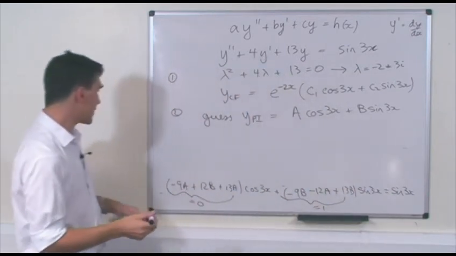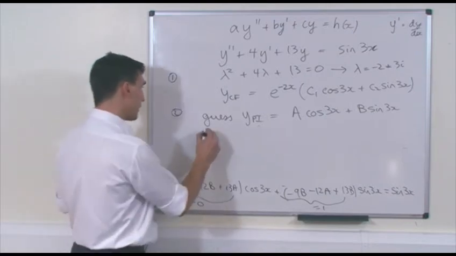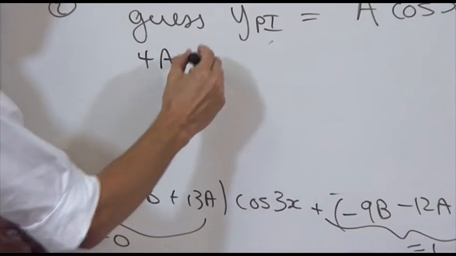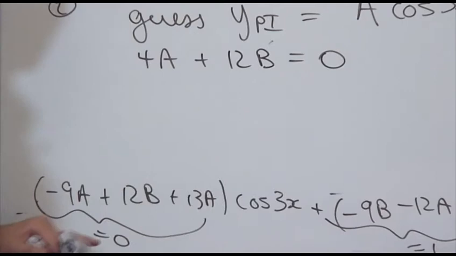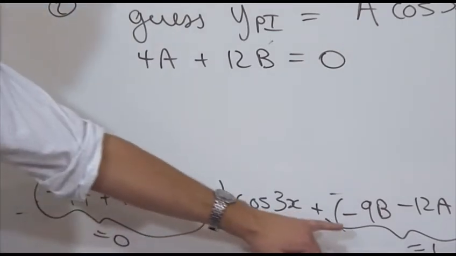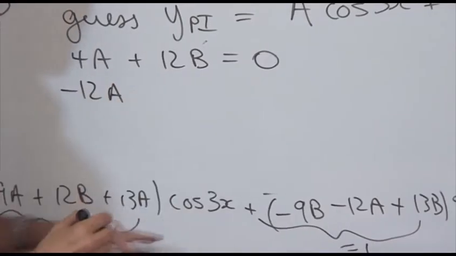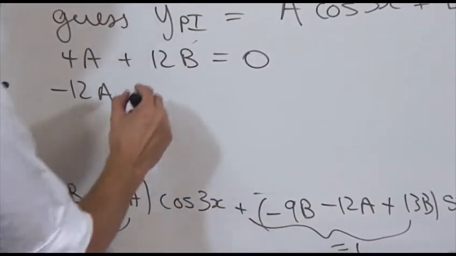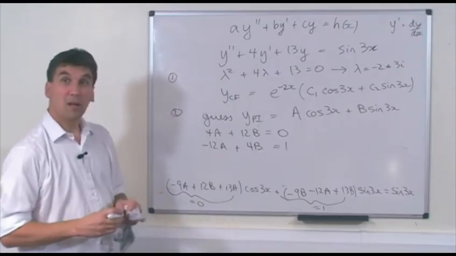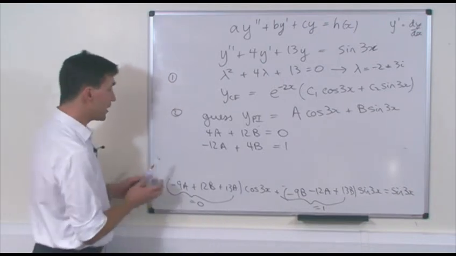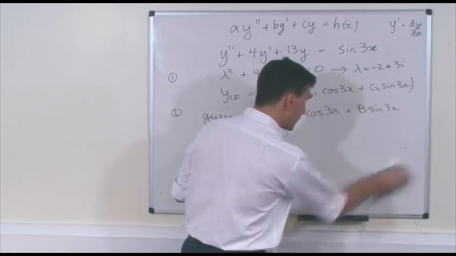So our first equation is, how many a's do we have? We've got 13 minus 9, so we've got 4 a's, and we've got how many b's? There's 12 b's, and that's equal to 0. And now we've got how many a's? We've got minus 12 a's, and we've got 4 b's. And that's equal to 1. So we've got this pair of linear equations to solve for a and b. All right, well, that's something we can do.